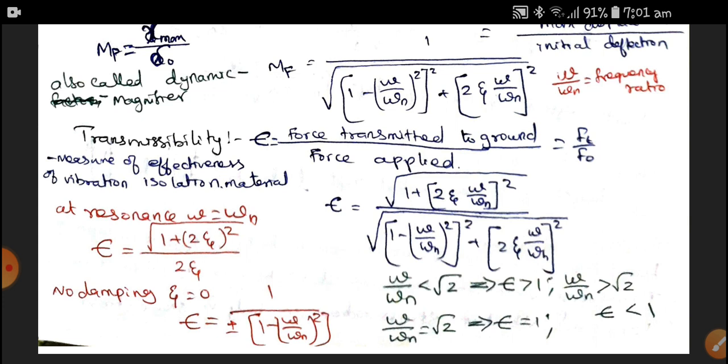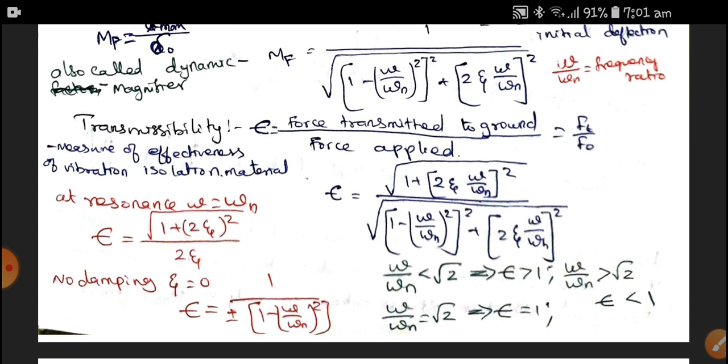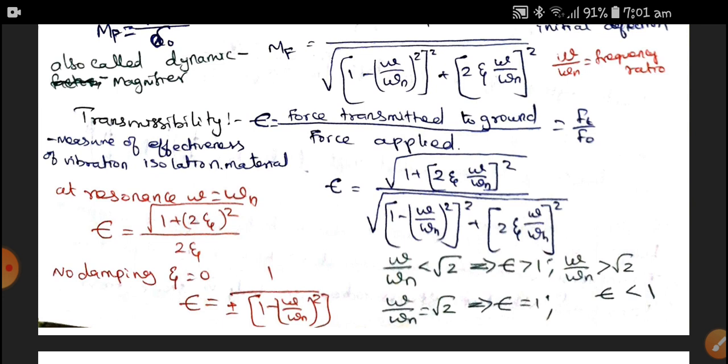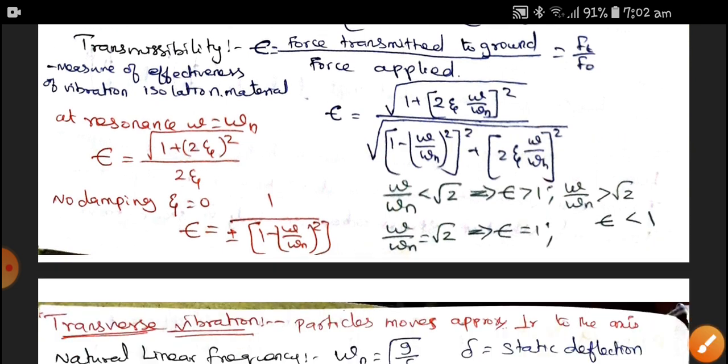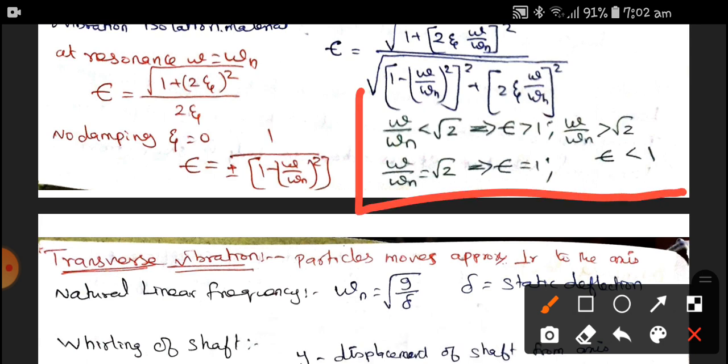When there is no damping, the transmissibility becomes 1 divided by plus or minus (1 minus (omega by omega n) squared). Here we have a relation between the frequency ratio and the transmissibility. When omega by omega n is less than root 2, the transmissibility is greater than 1, and when omega by omega n is greater than root 2, the transmissibility is less than 1. That is, they are inversely proportional. When omega by omega n is equal to square root of 2, the transmissibility is equal to 1.